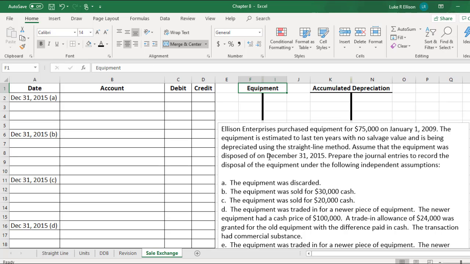Well, we know that equipment and all assets are always recorded at their historical cost, and we see here that the equipment was purchased for $75,000. So that tells us the equipment account has a $75,000 balance.